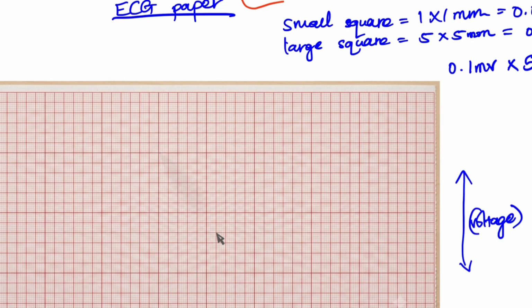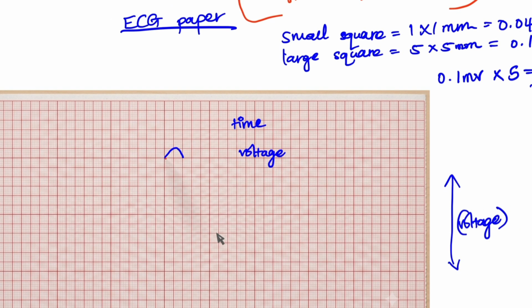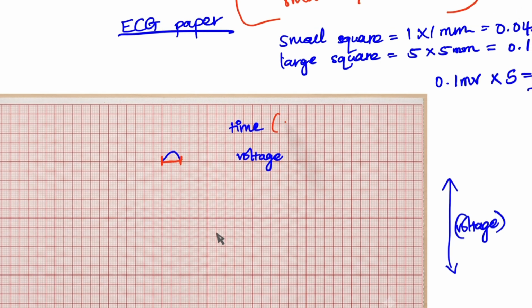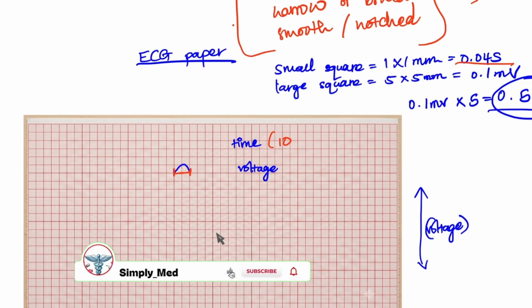Now, I want us to look at this wave right here, where we would determine both the time and voltage. You can see that this wave runs from here till here. Now, determining the time, let's count the number of small squares. Remember, the horizontal axis gives us the time. The number of small squares, how many? We're going to realize that we have 10 small squares. Now, each small square represents how much? 0.04. So we're going to multiply 10 by 0.04.